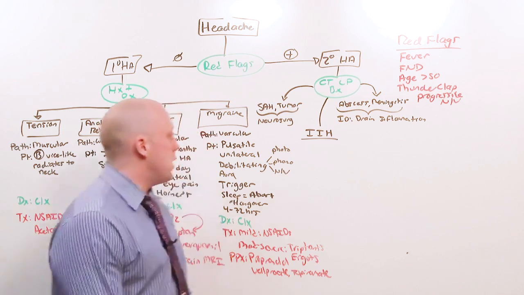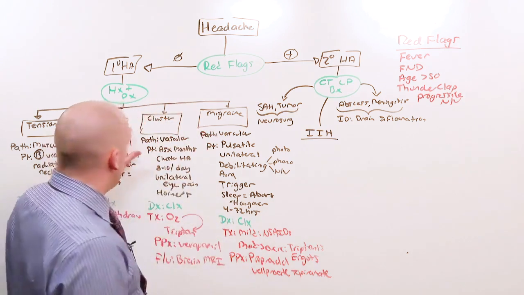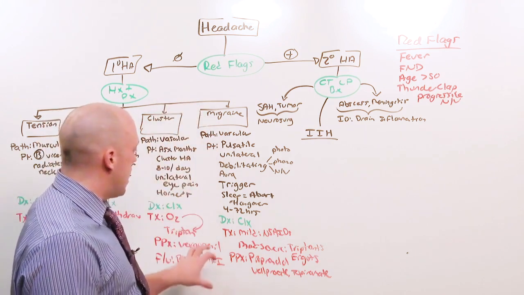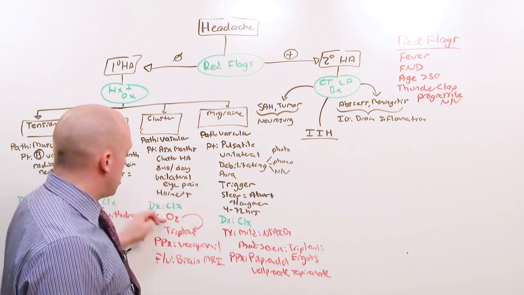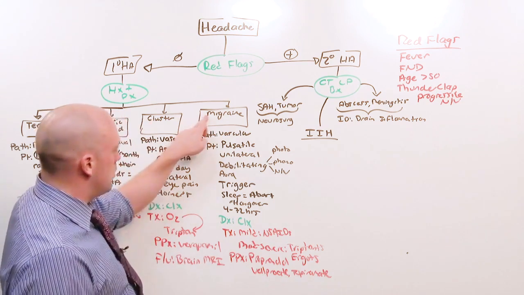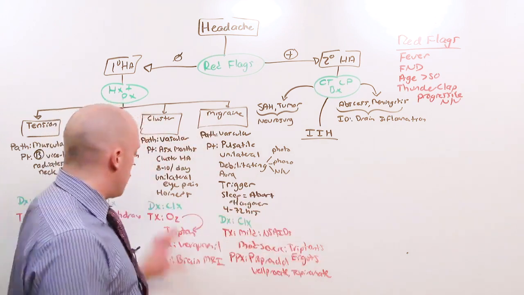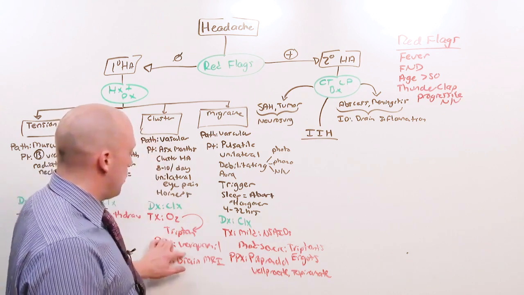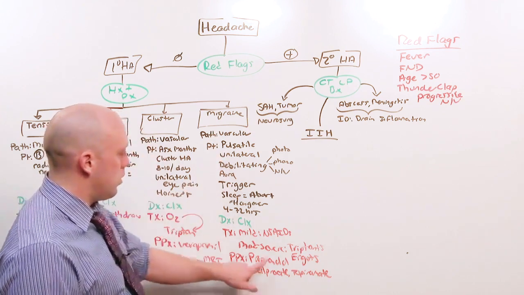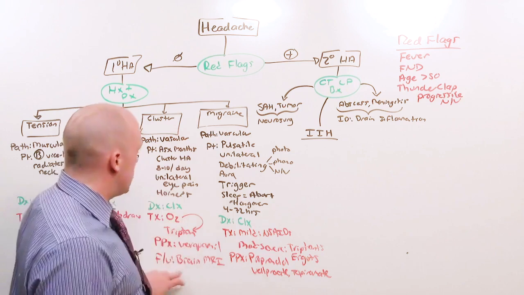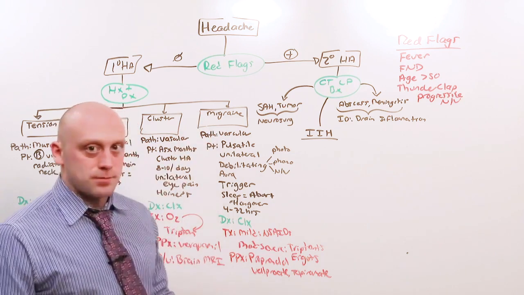Okay, so for the primary headaches, you're looking at tension, analgesic rebound, cluster, and migraine. Pay most attention to cluster and migraine. Cluster responds to oxygen and triptans. Migraine responds to NSAIDs, triptans, and/or ergots. Prophylax cluster with verapamil, prophylax migraine with propranolol or anti-seizure medications. Cluster needs imaging, migraine doesn't.